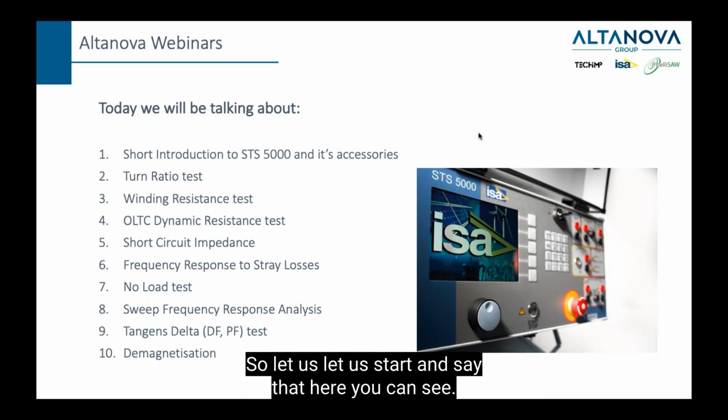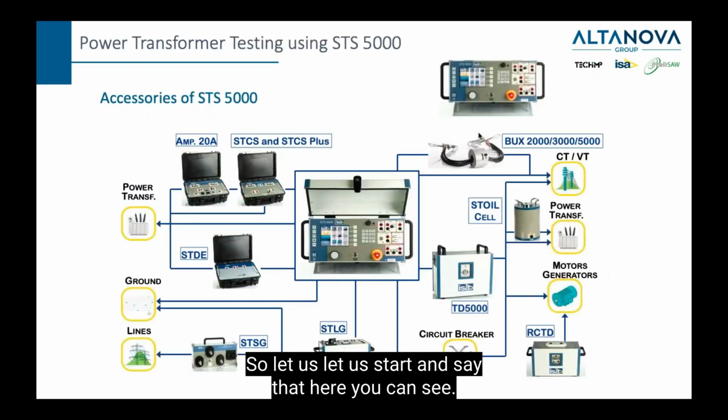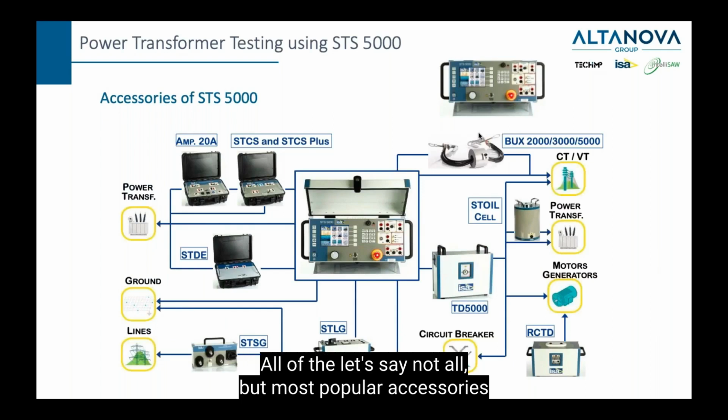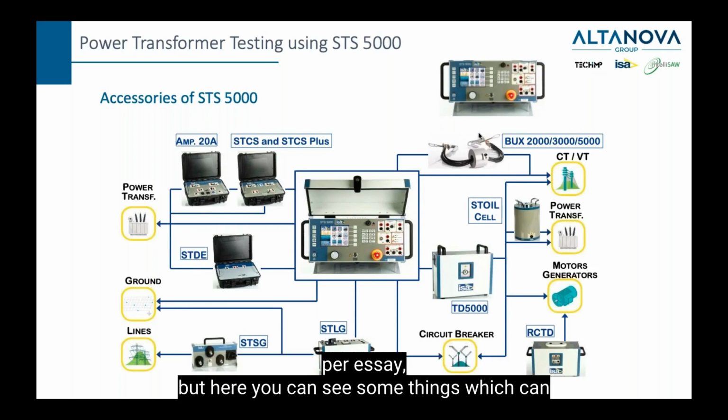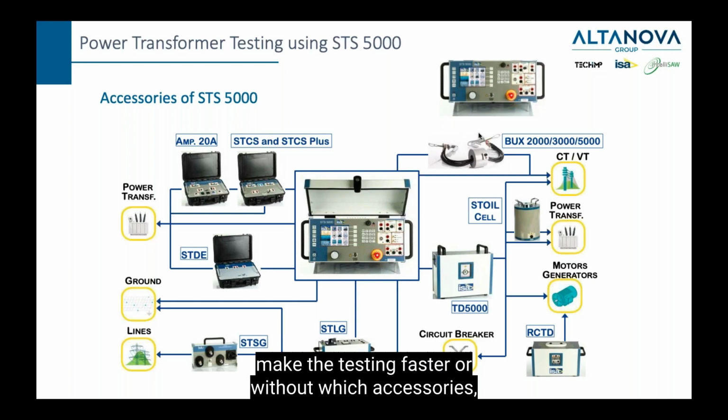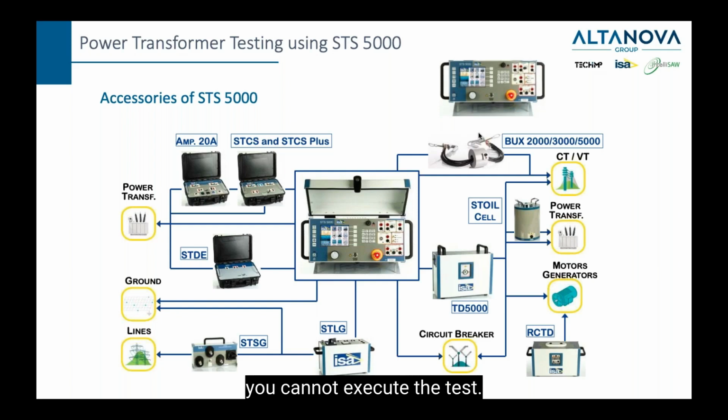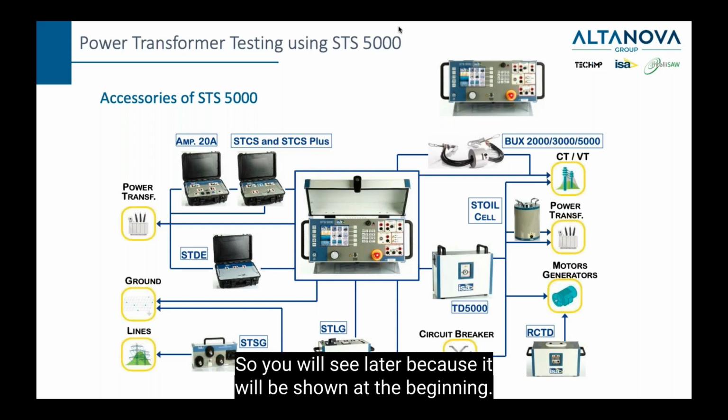So let us start and say that here you can see all of the, let's say not all, but most popular accessories of STS 5000. In the subsequent slides, you will see the characteristics of STS per se, but here you can see some things which can make the testing faster, or without which accessories you cannot execute the test. So you will see later, because it will be shown at the beginning.